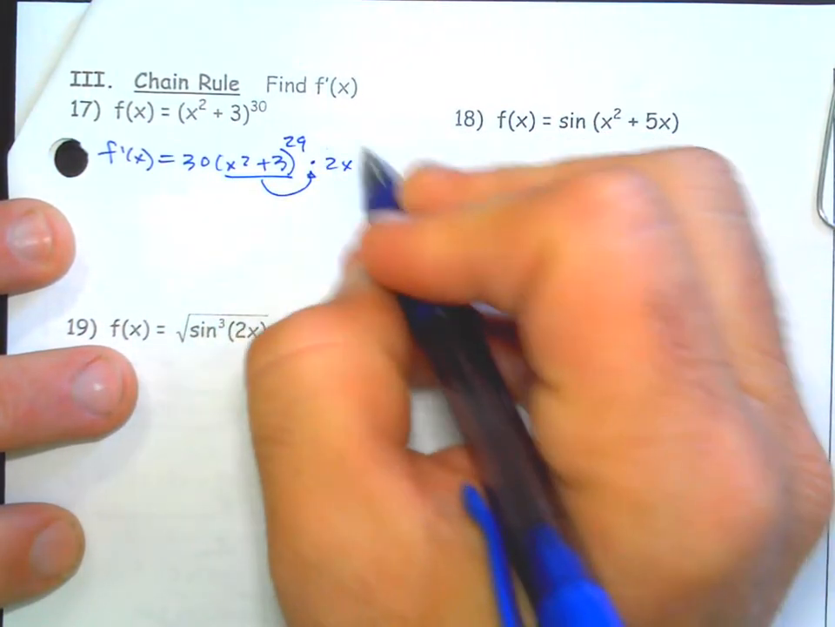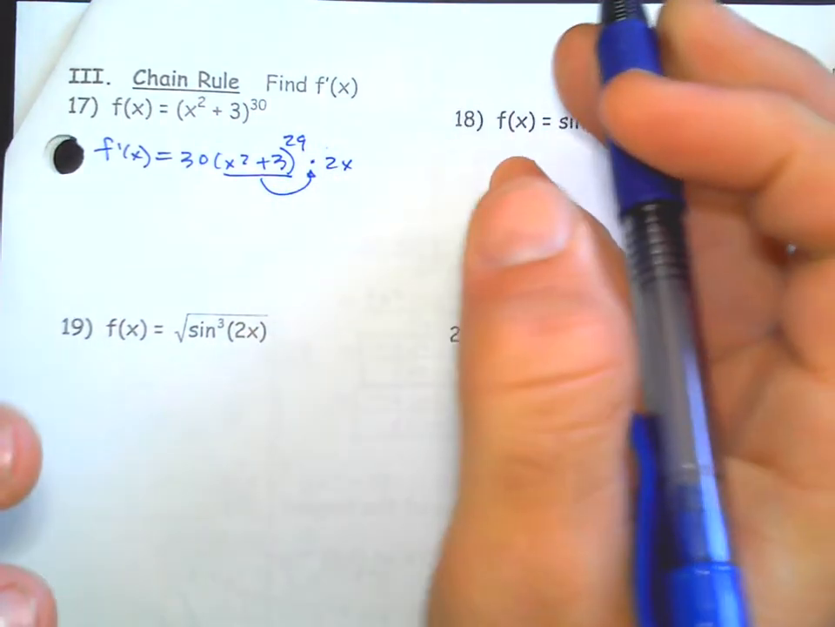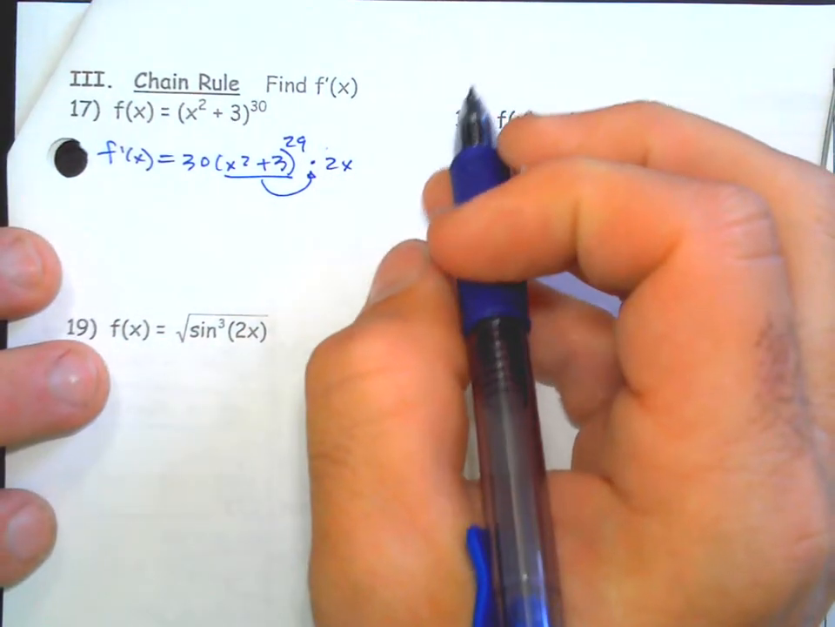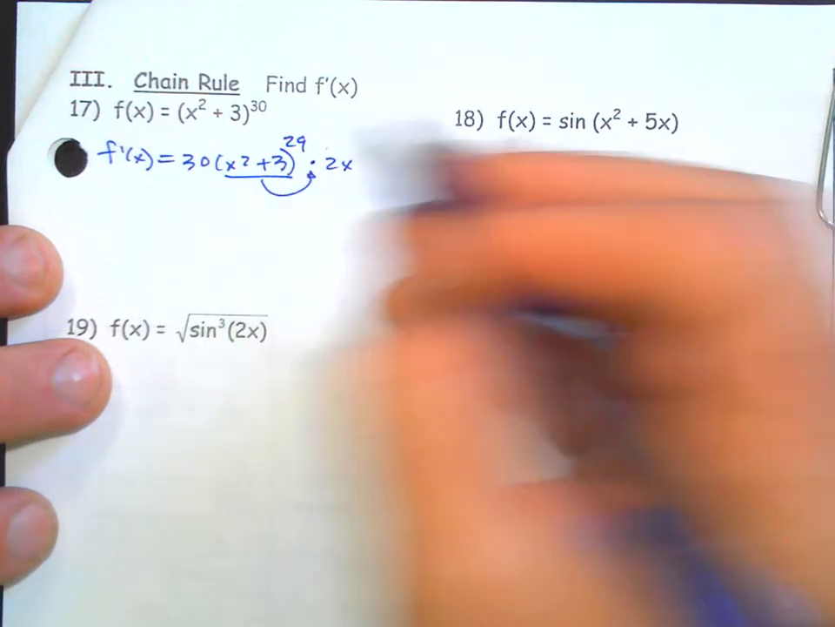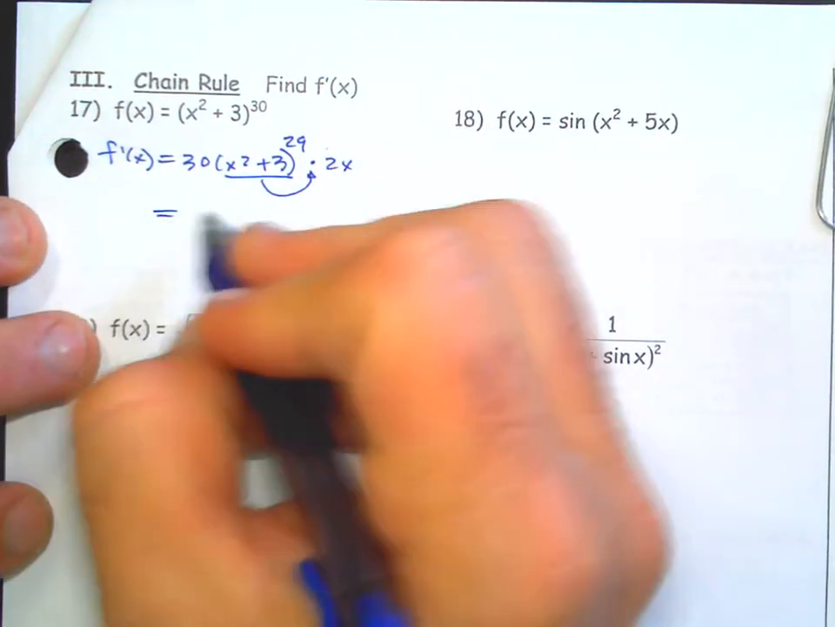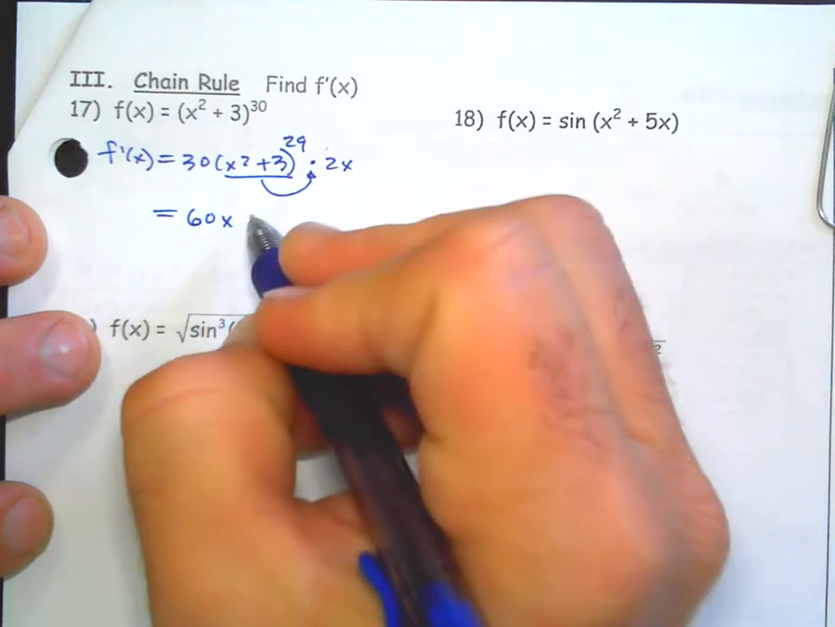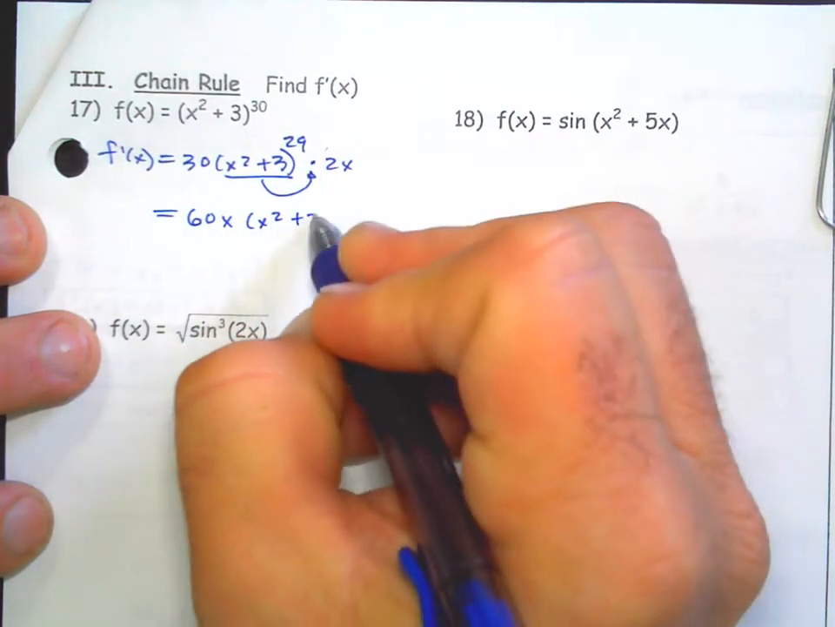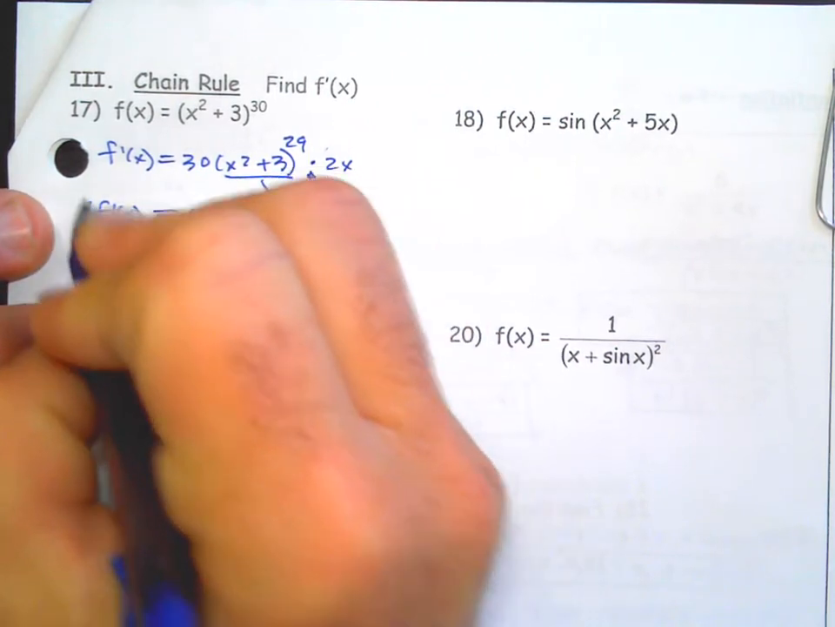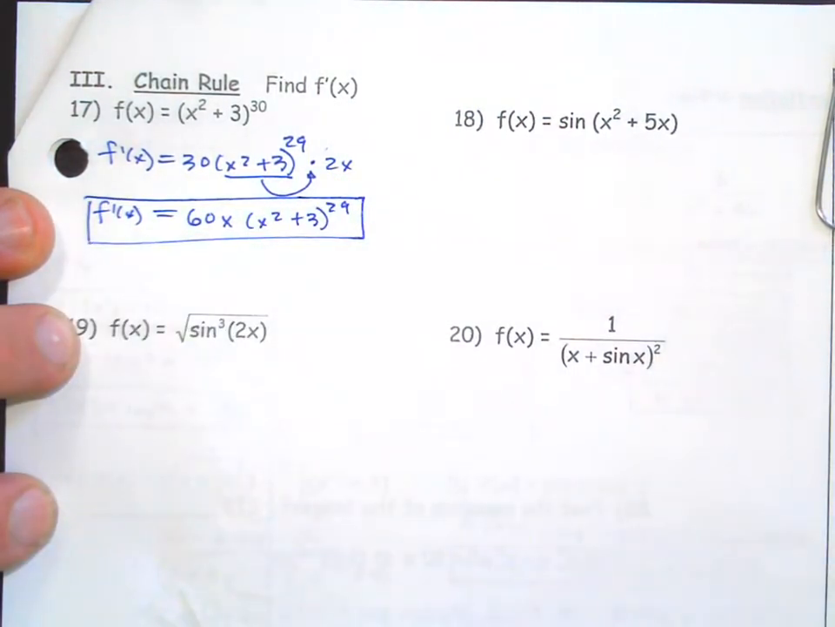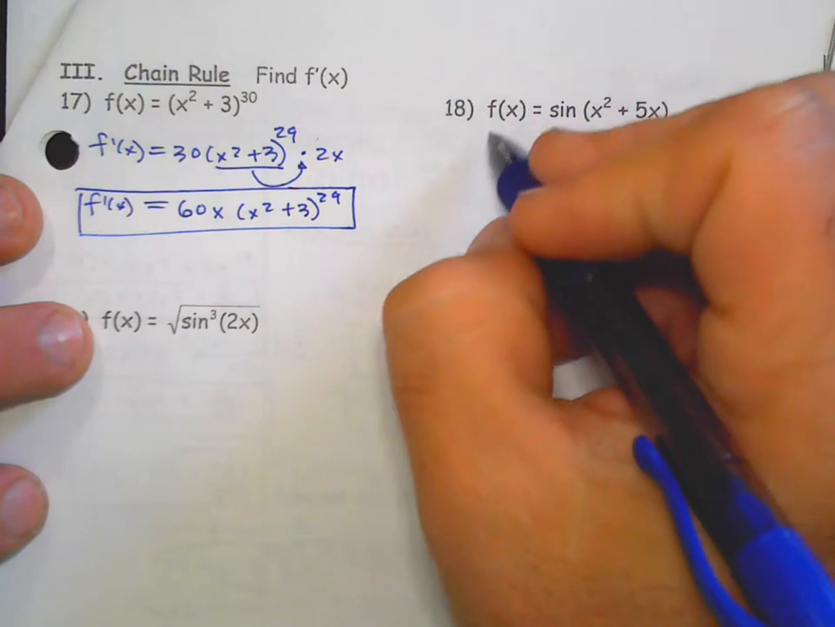Now we put parentheses around this if there's multiple terms. You could put parentheses around it whenever you want, but you really need it if there's multiple terms. This time there was multiple terms with the derivative plus 3, 0, so I just didn't bother. Write your final answer nicely. All right, next one.